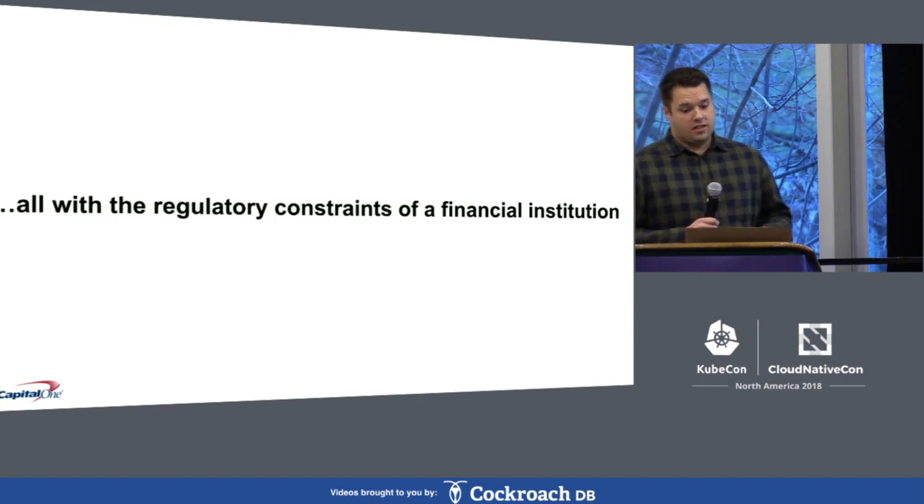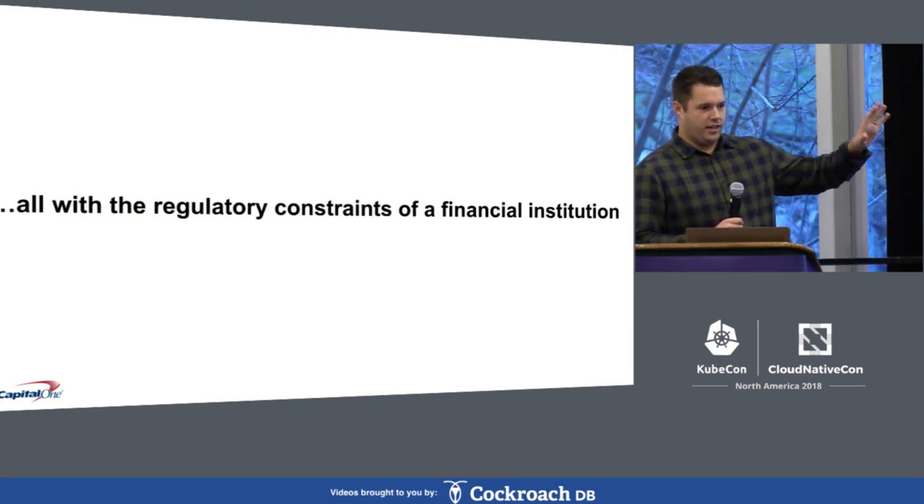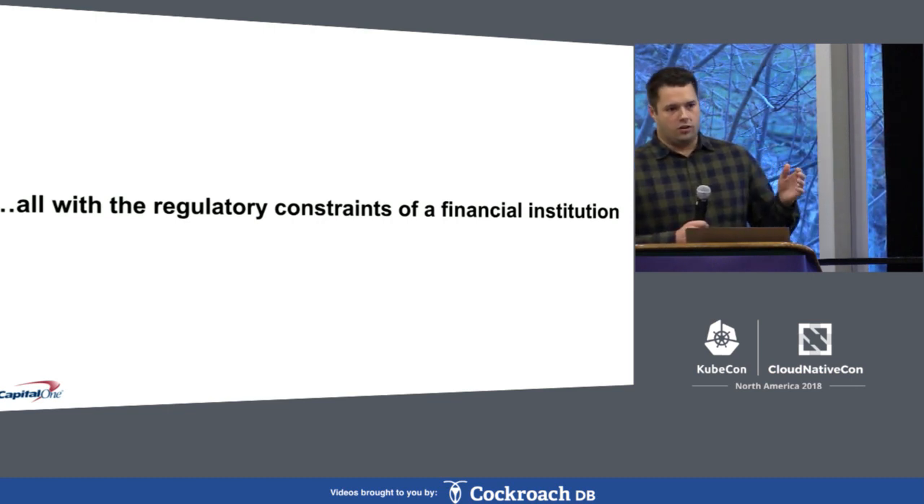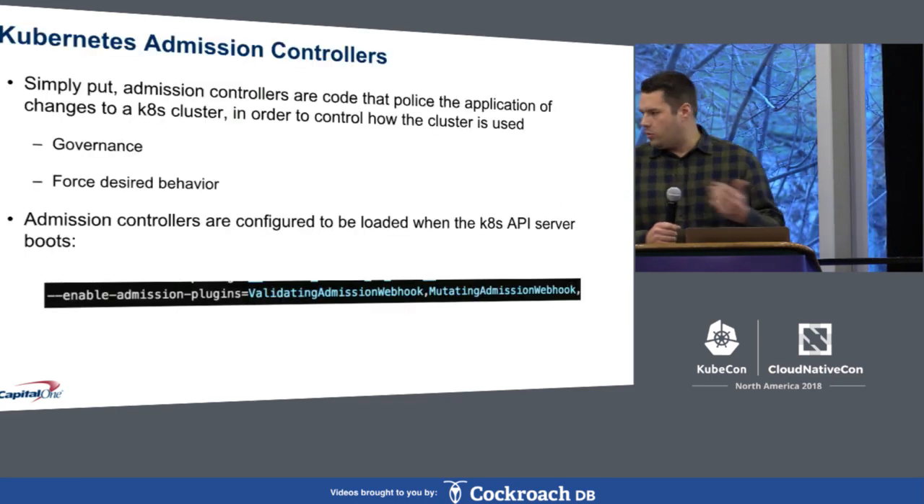And we're trying to do all of this with the regulatory constraints of a financial institution. So a lot of controls, a lot of things from InfoSec that are declared in a design document somewhere, and it's up to us to make sure that all of our tooling and clusters are in compliance with that. So Torin briefly hit on it.